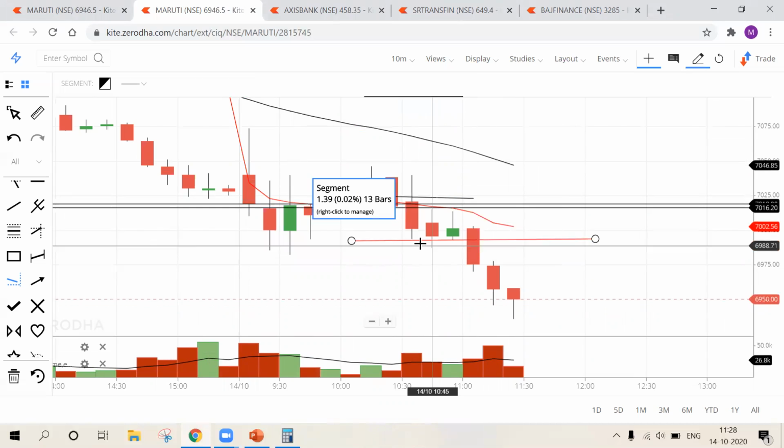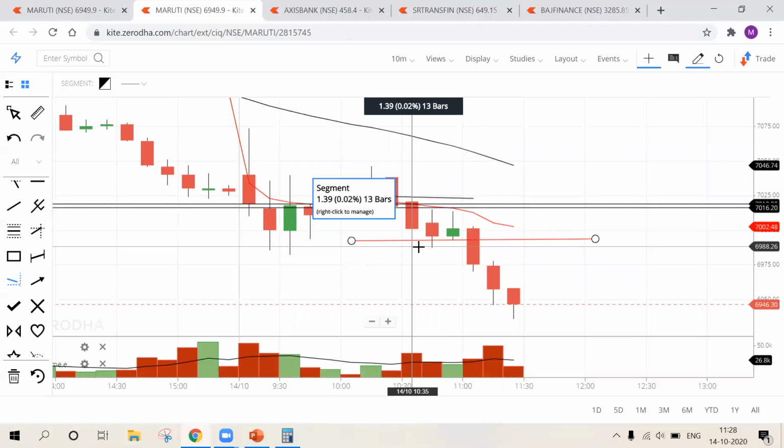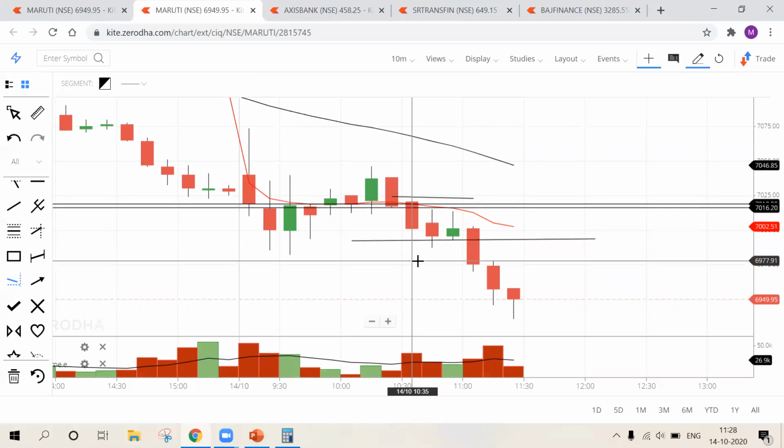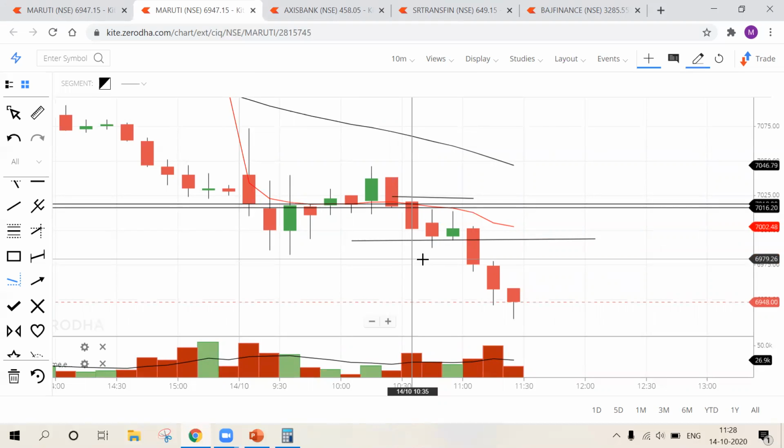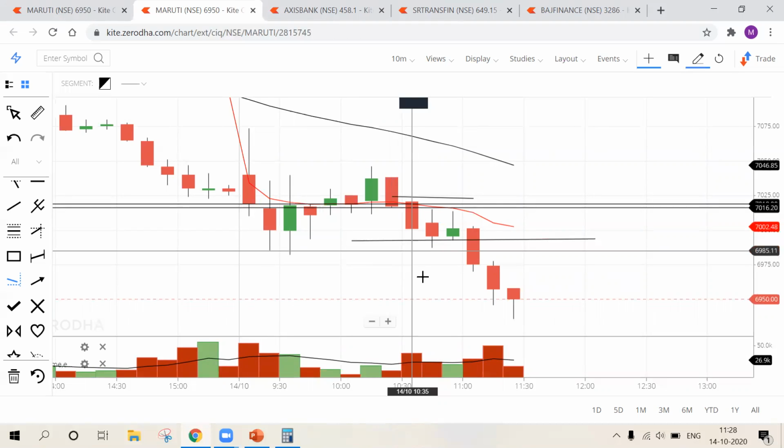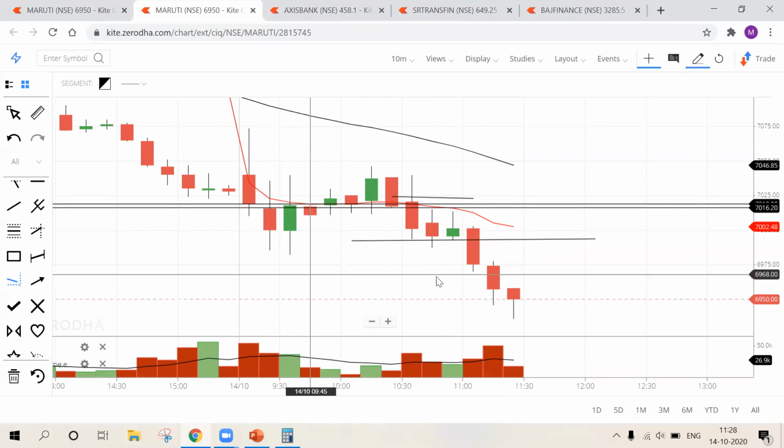I have decided on entry by considering five confirmations: coming out of a key level, lower low formation, below VWAP, below the moving average, and volumes are also great. I have put my stop loss, and I have entered at 6993. Now I look for targets.